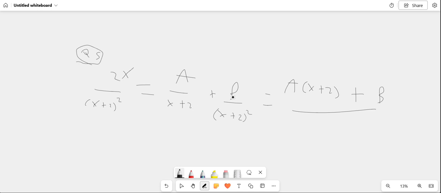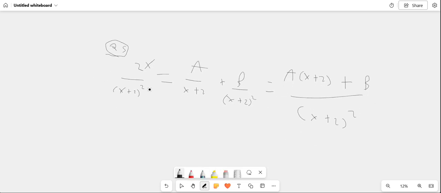Since it doesn't need it, you don't need to multiply it by x plus 2, otherwise the bottom will become x plus 2 cubed, which is not what you want. And here we're going to get just x plus 2 squared. Now the top is equal to the top, so you just make 2x equal to a(x plus 2) plus b. It's a nice little one.